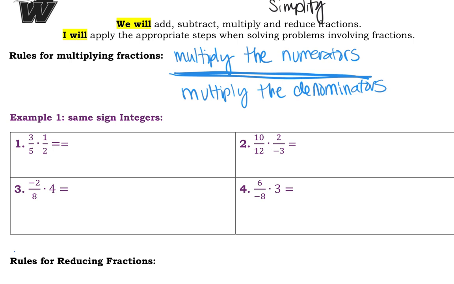All right, so we accidentally have a double equal sign here. My mistake. So let's go ahead and multiply the first one. Let's do 3 times 1. What's 3 times 1? 3. And then we're going to multiply 5 times 2. What's 5 times 2? 10. And then that's it. 3 over 10.